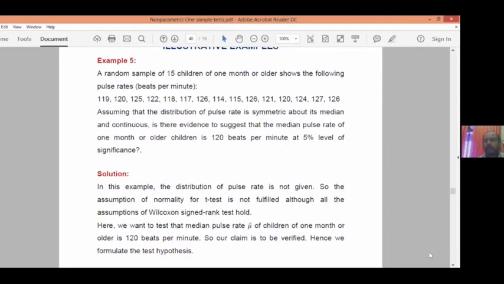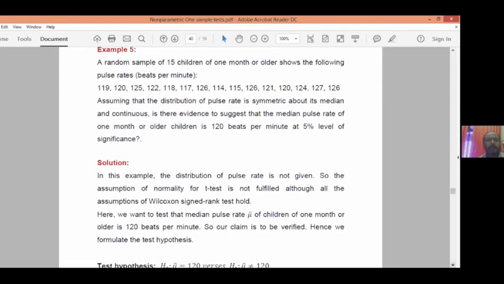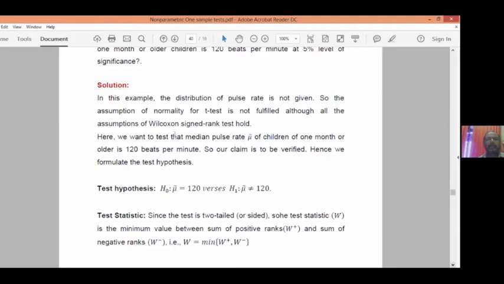So in this example, I have the solution here. In this example, the distribution of pulse rate is not given. So the assumption of normality for the t-test is not fulfilled, although all the assumptions of the Wilcoxon rank test hold.